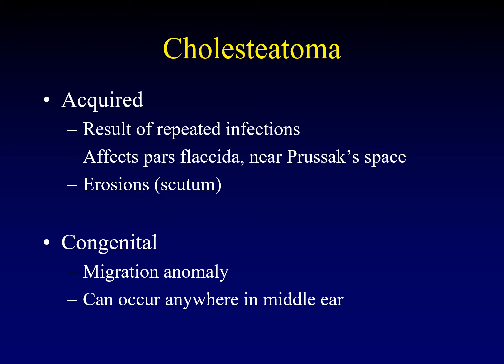The other form of cholesteatoma is the congenital form. Rather than repeated infection, it's the result of a migration anomaly, and it can occur anywhere within the middle ear cavity.